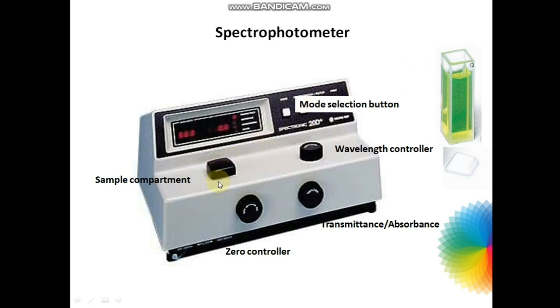Now we have to change the mode to absorbance. Press it again so that the mode is now absorbance, and the absorbance is displayed here, which we have to note down. Likewise, we have to find out the values for other concentrations also. When you take the next higher concentration, you have to rinse the cuvette with that concentrated solution, and then fill that solution. After that we have to find out the absorbance value.